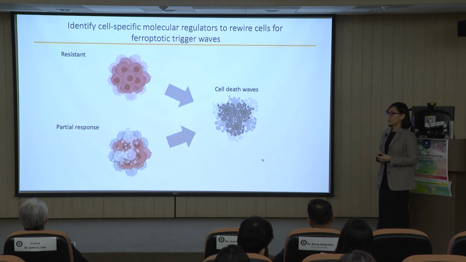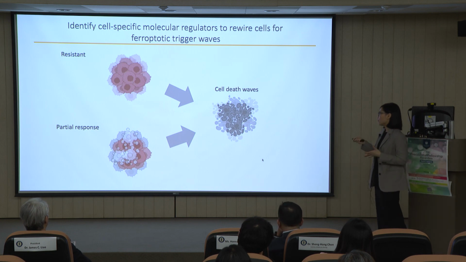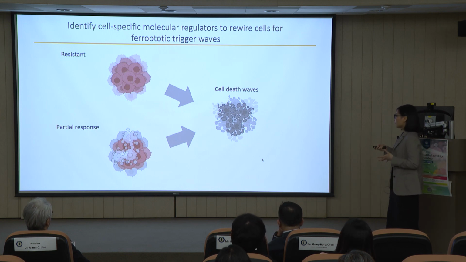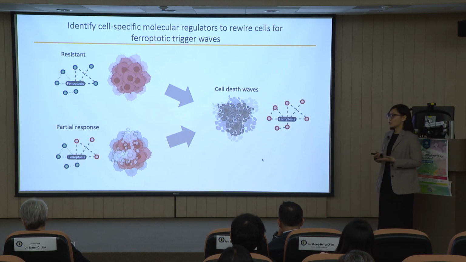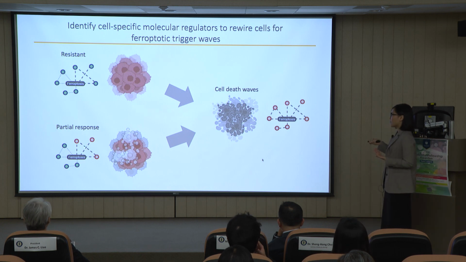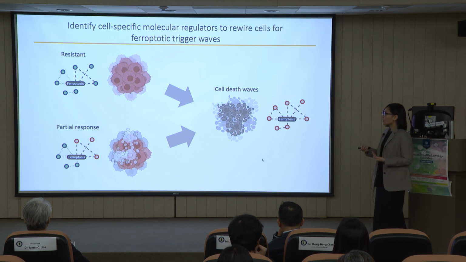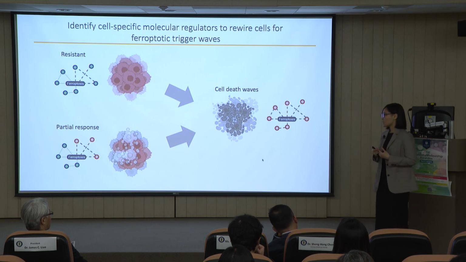Our next goal is to be able to convert these resistant and partially responsive cell populations to undergo complete elimination through cell death waves. We plan to apply a multi-omics approach and also unbiased approaches like CRISPR screening in order to know better about the molecular networks that make these resistant cells resistant. And by rewiring these molecular networks and also enhancing the ROS feedback loops, we might be able to induce propagating cell death waves in these resistant cells.